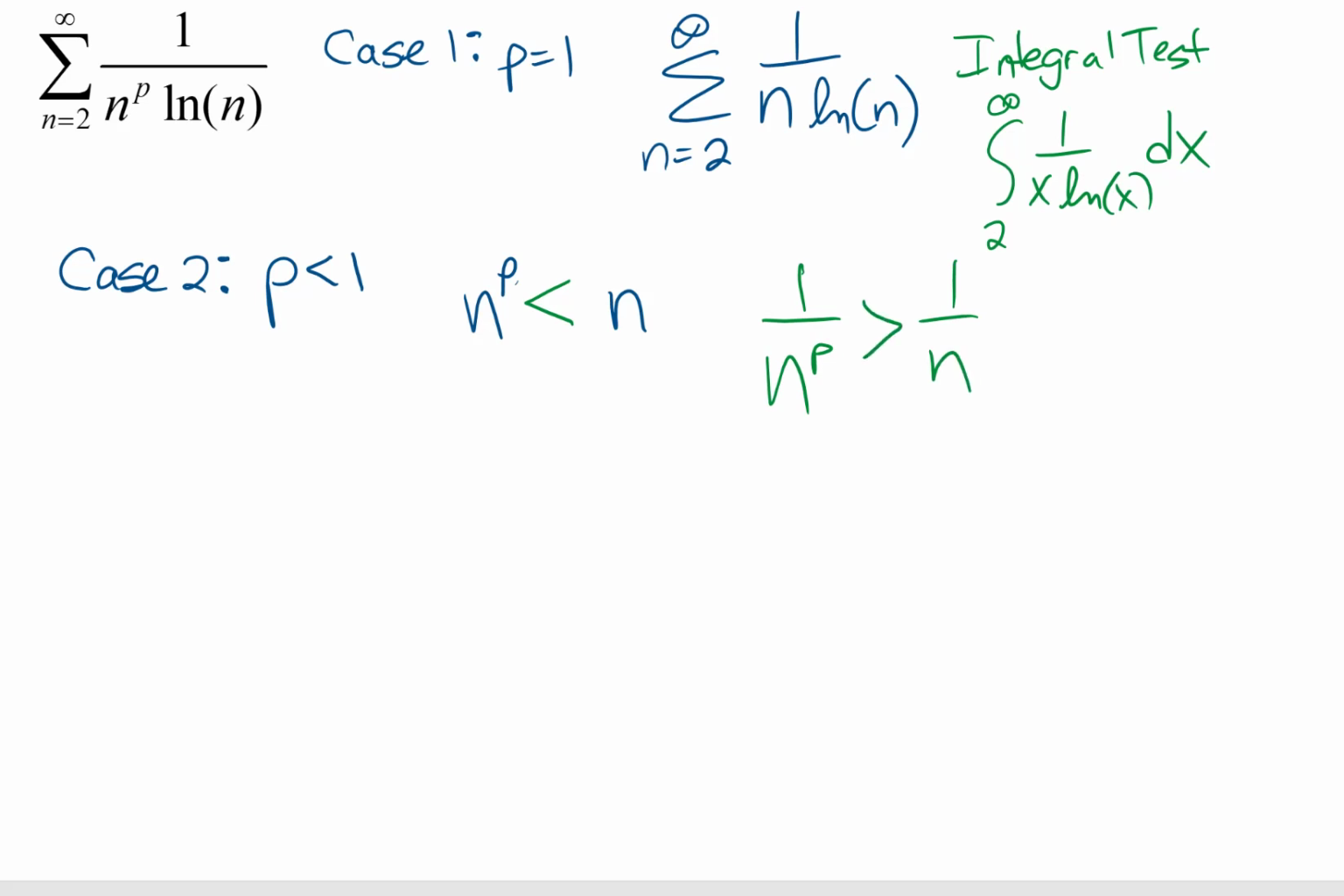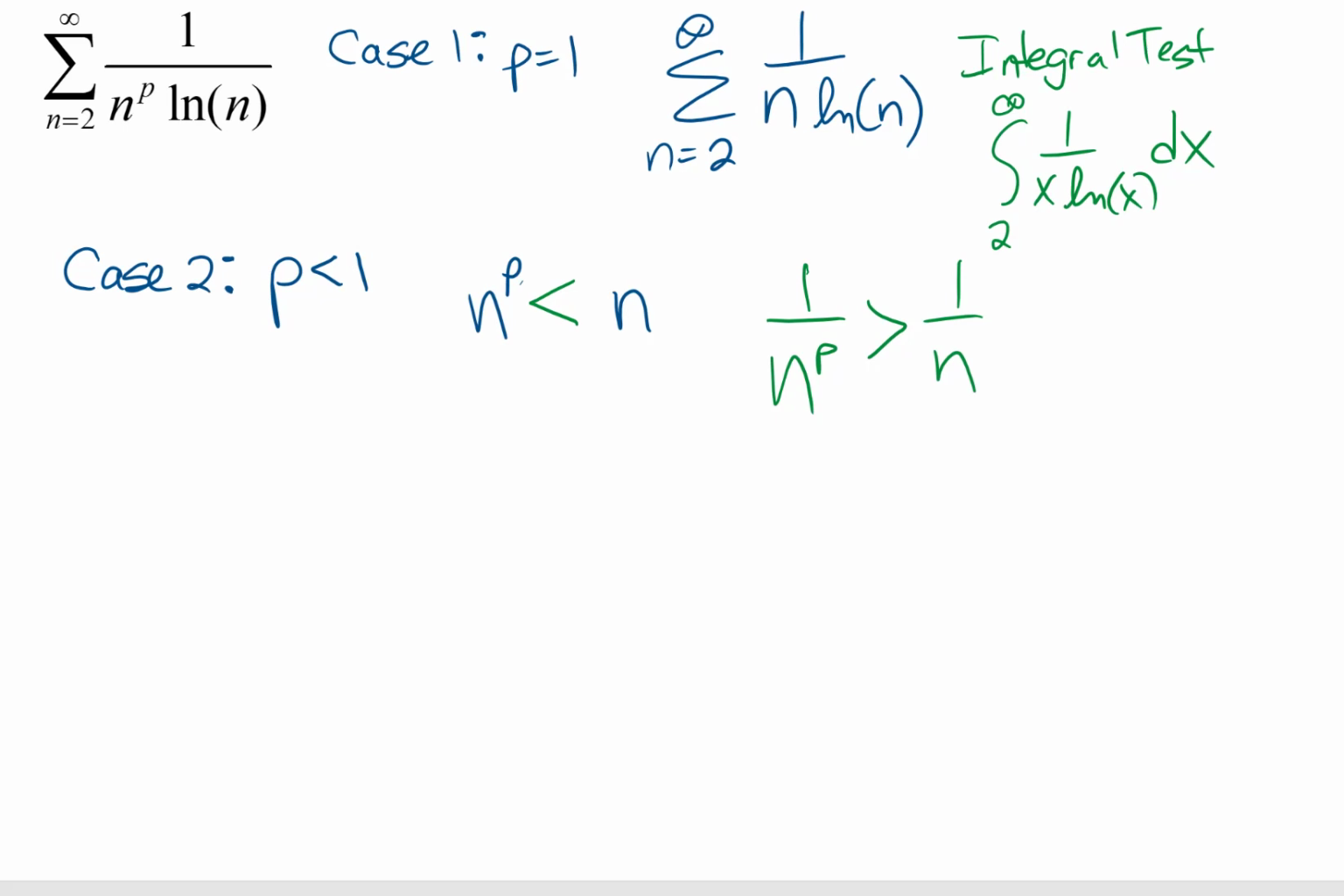So now we have 1 over n to the p is going to be greater than 1 over n. Now we're trying to get it to look like the series we're trying to test, so we're going to multiply each of those by the natural log of n. And so in doing so, we now have a comparison series for our original 1 over n to the p natural log of n, in our case where p is less than 1. Because this series on the right is the very thing you were doing right here. It's the case when p equals 1.